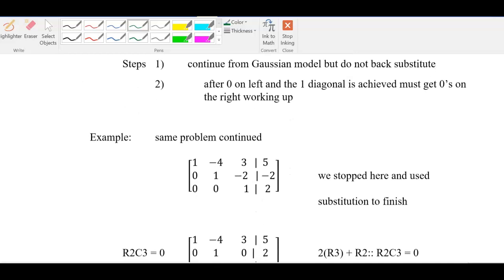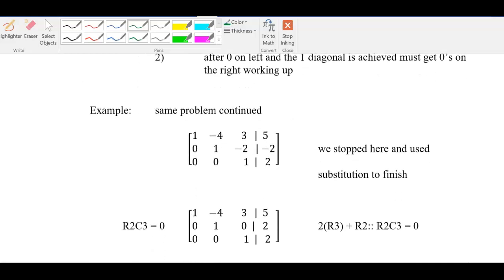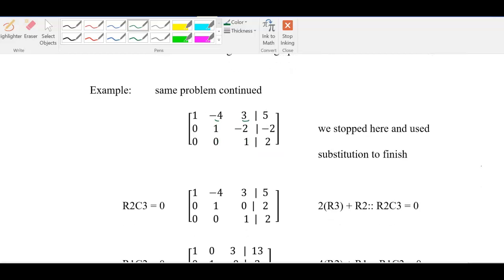All right, now to continue. This is the one where we left off before. Remember, we had our 0s and our 1s. Now our goal is to get these to 0s. So to get those to 0s, I'm going to look at the 2. So this is the one that needs to change. You have to look at this column again, and this time we're working upward. So what can I multiply 1 by to get negative 2 to 0? So I got to multiply this row by 2 and add it up.